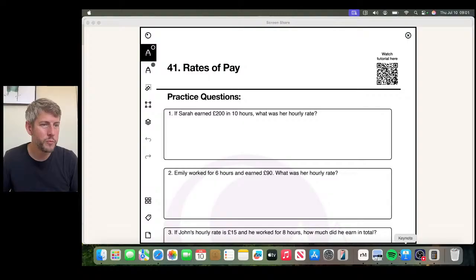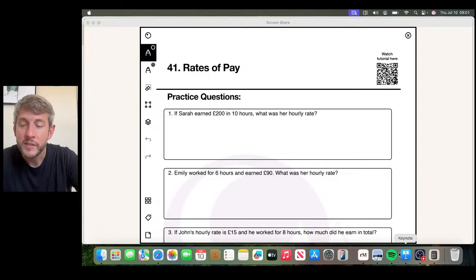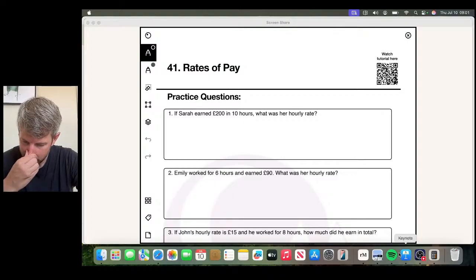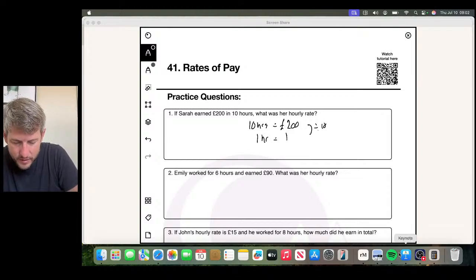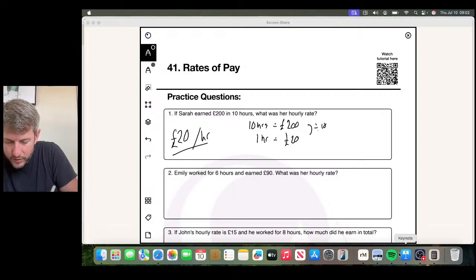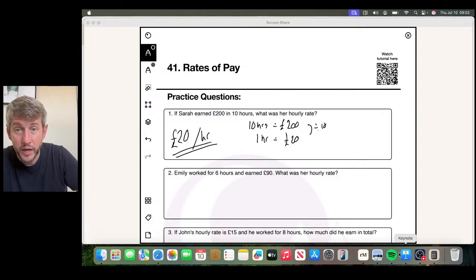Okay, so question 1 says, if Sarah earned £200 in 10 hours, what was her hourly rate? So that means 10 hours is £200, and her hourly rate is what she earns in 1 hour. So we divide this by 10, so that would be £20, and so I'll go £20 per hour. That's what that dash means, per.